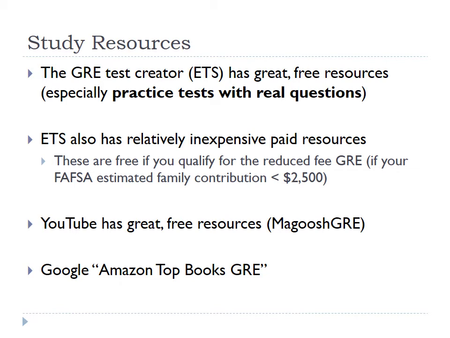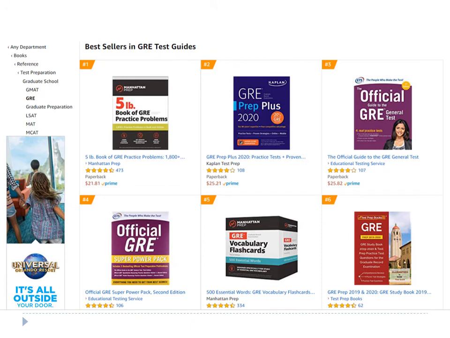It's never good for an educator to say "Google it." Search Amazon Top Books GRE. That's what I did when I was a student. What you'll see is the bestsellers. I pulled this up about 6 months ago: bestsellers in GRE test guides. Get yourself one or two of the better books. Spend $20 on it. This one's 20, 25, 25. Not too bad. And they have used versions as well.